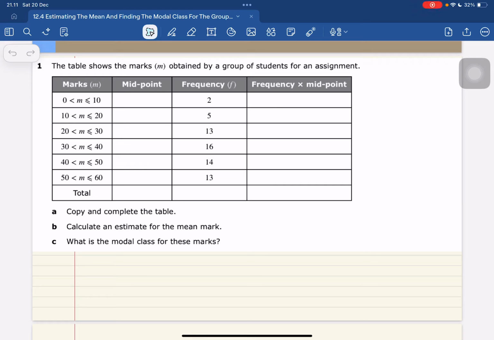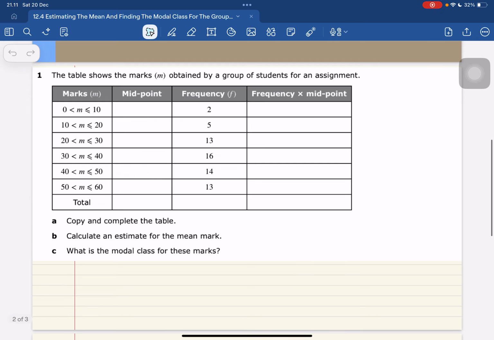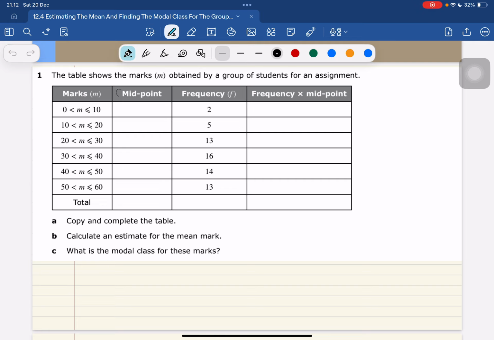Hi, in this video, I'm going to solve a practice question for estimating the mean and finding the modal class for the group. The table shows the marks obtained by a group of students for an assignment. So we need to find first the midpoint from 0 to 10.